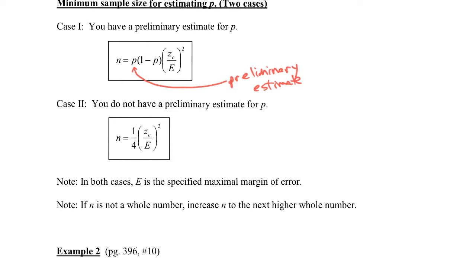So that's case one. Case two, you don't have a preliminary estimate for p. And then instead of this p times 1 minus p, we have 1/4. You see the rest of it is the same. This part is the same here. The 1/4 comes from the fact that if you don't have this, then the worst case scenario would be 1/4, which means that's the maximum value of p times 1 minus p. So the maximum value of this is 1/4, and you can see it if you think of it this way.